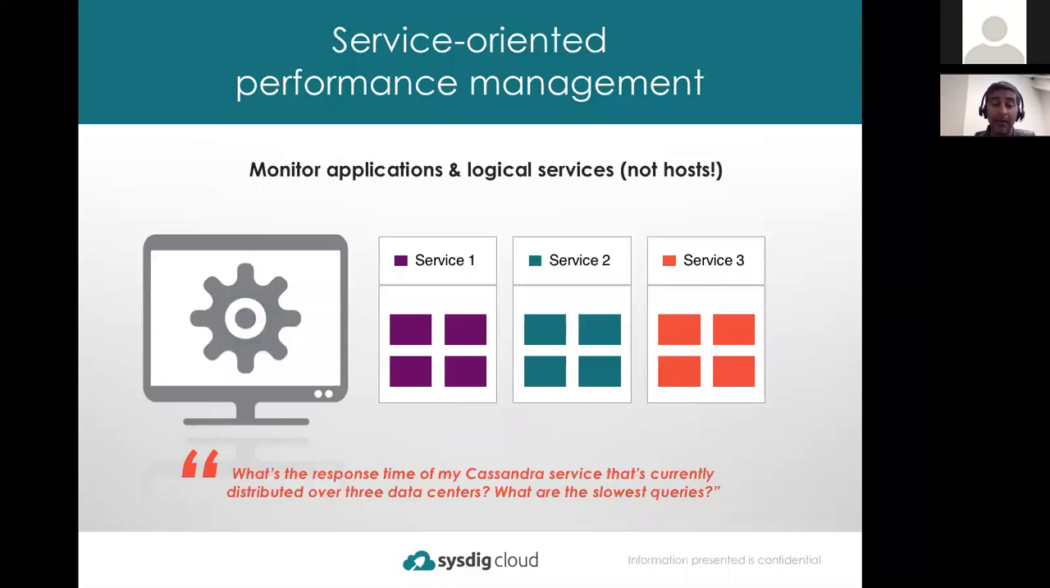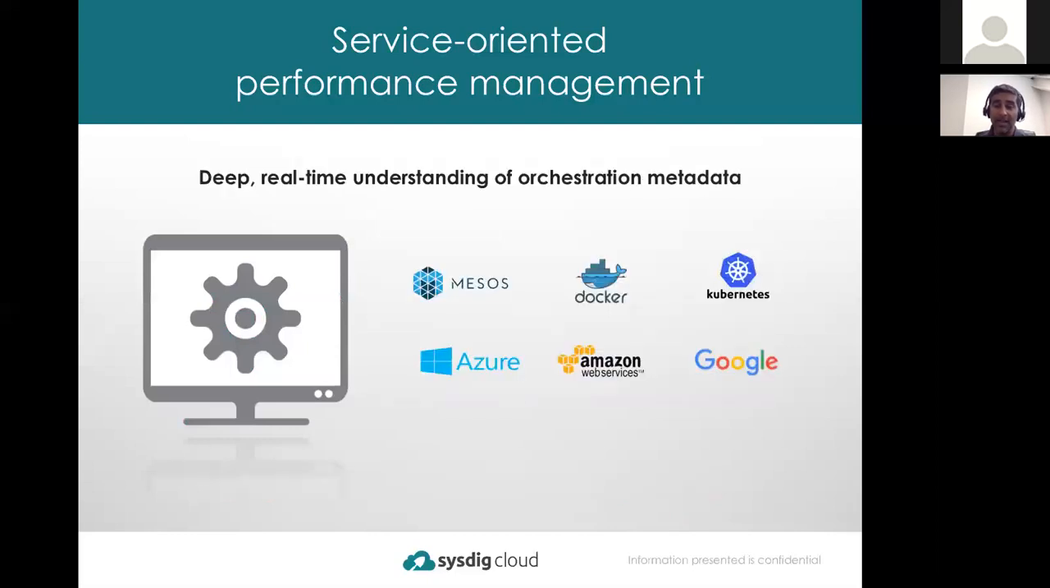And an example down below: what are the slowest URLs for Cassandra, which I know is running across multiple data centers in my containers? Now that's actually a hard question to answer today, especially without doing custom instrumentation of your Cassandra cluster and requiring your developers to do some significant work. The way we achieve this type of depth is through a deep real-time understanding of orchestration tools and their metadata.